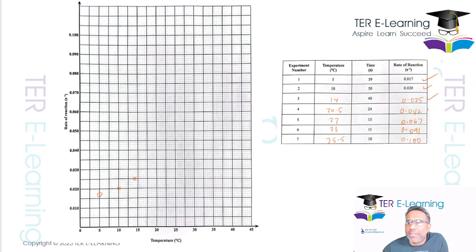Next one is 20.5 against 0.042, that's about here. So there's a temperature curve. We expect not to get a straight line. Next one is 27 against 0.067.